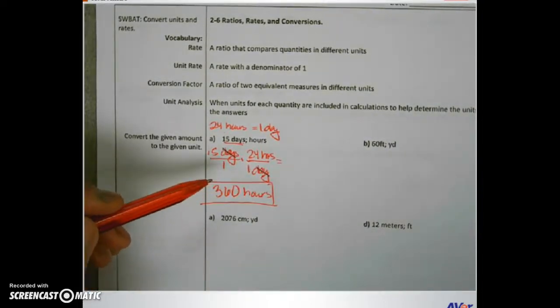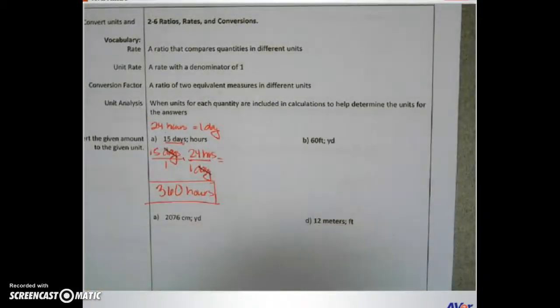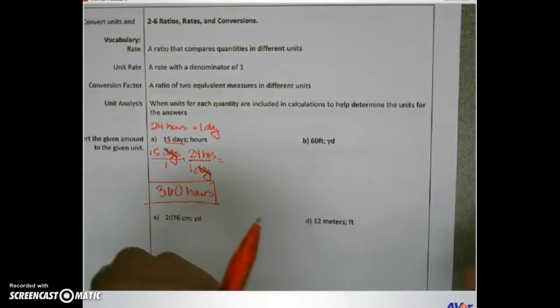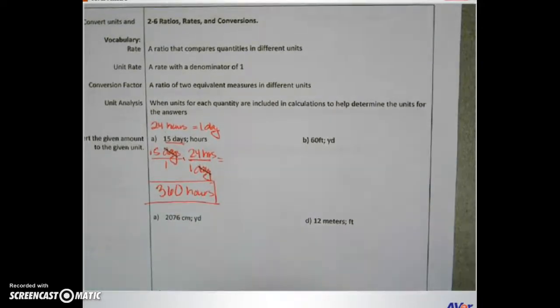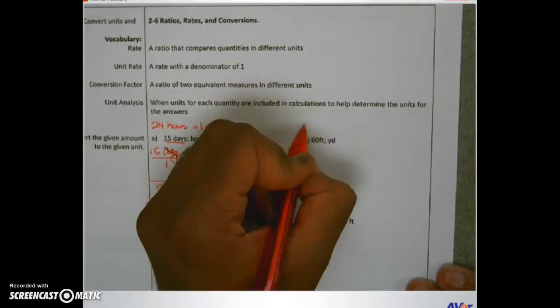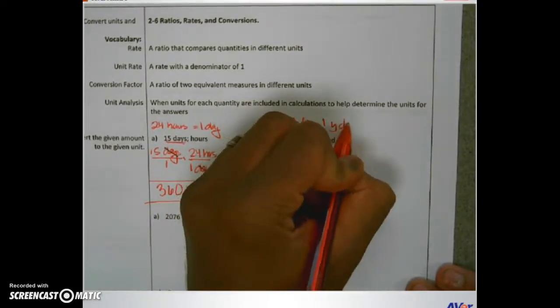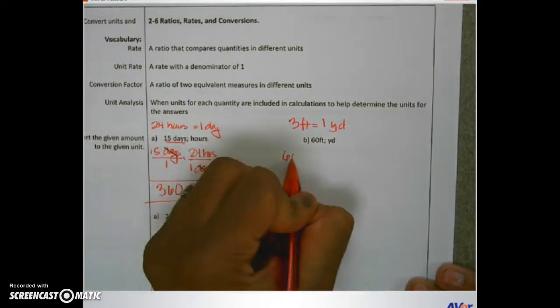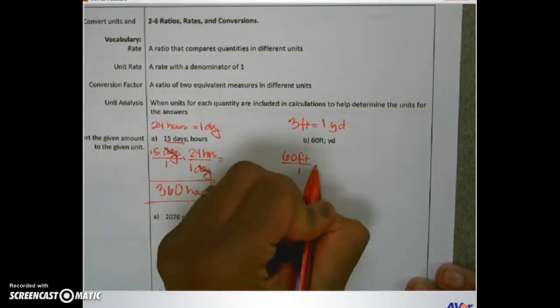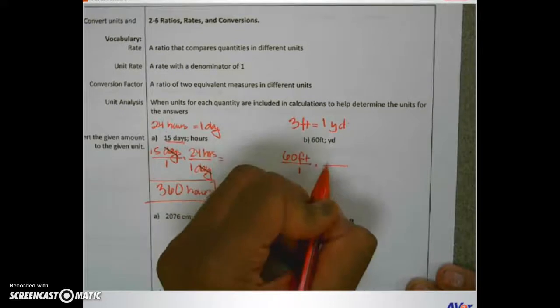Alright, so next, beautiful people, next. 60 feet into 1 yard. So if you can look on your chart and see if you can find 60 feet to 1 yard. Well, I know that 3 feet is equal to 1 yard. So let's start with 60 feet over 1. And then what goes on the top, what goes on the bottom?